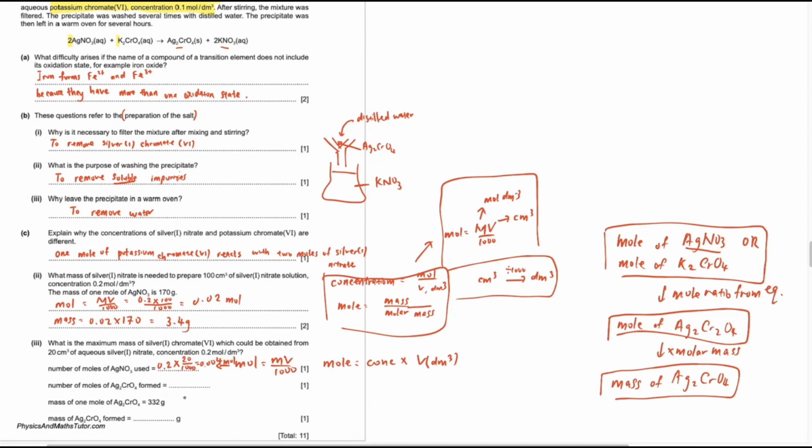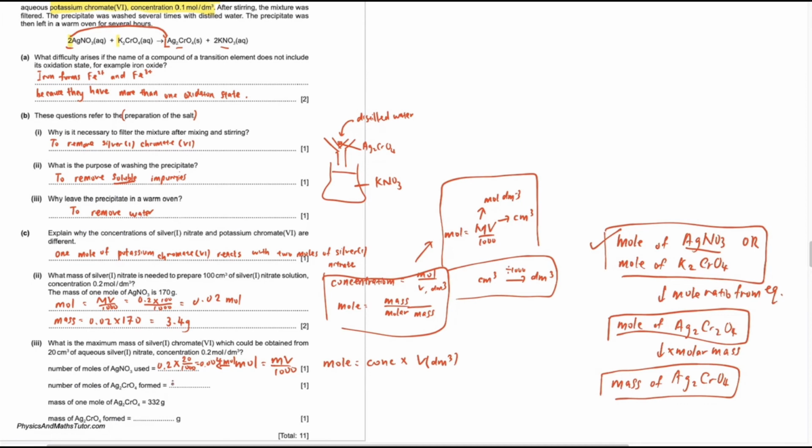0.004 mole. Okay, that's the first step. So we have done this. Mole ratio from equation. You see the equation is ratio 2 to 1. So if you get 0.004 for this one, it should be divided by 2. So 0.002. Okay, you divide the first answer by 2 because of the equation.